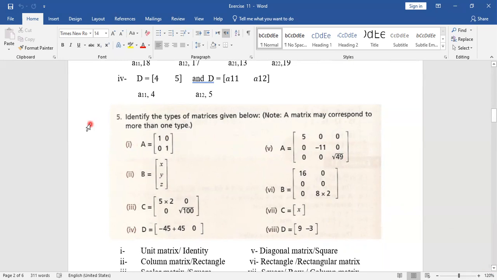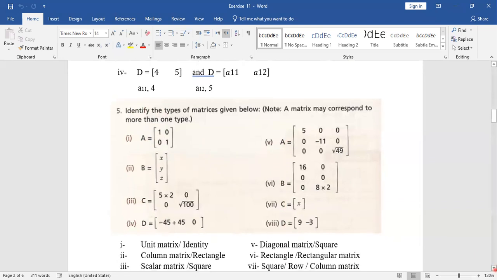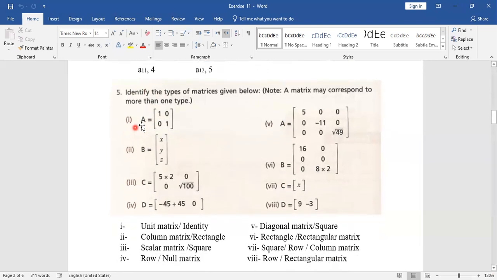So in the previous lecture, I told you how to identify the different matrices. Here we are just telling about the types of the matrices. What is this A? What is this B? What is this C? What is this matrix D? Now we have to identify and name each one. Now come to part 1.